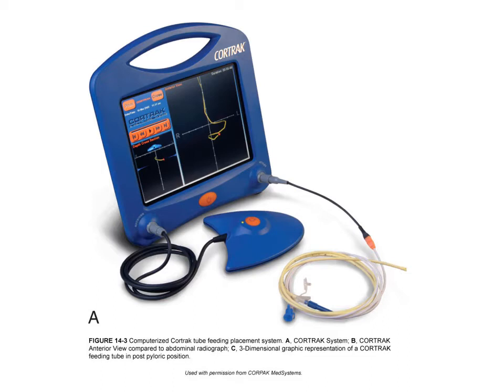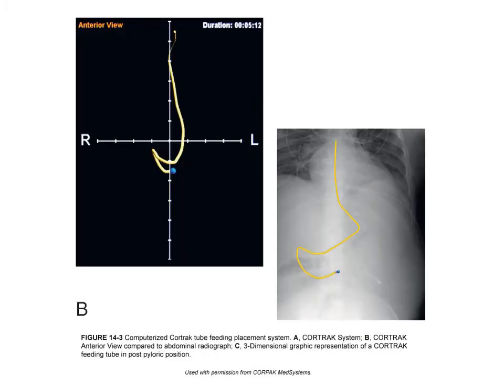So here you can see the actual system. Now this is one specific brand, the CoreTrack system. You can see how the tube is going to be placed, and you can actually see the graphic on the screen. As you can see, it's advanced through the stomach, through the pyloric sphincter. So you can clearly see the curve of the stomach, and what you're going to be looking at with training is how far you've advanced, or where you're at in the stomach versus in the small intestine.